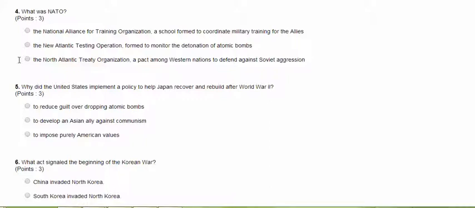Number 4, what was NATO? The National Alliance for Training Organization, a school formed to coordinate military trainings for the Allies. The New Atlantic Testing Operation, formed to monitor the detonation of atomic bombs. Or the last option, the North Atlantic Treaty Organization, a pact among Western nations to defend against Soviet aggression.